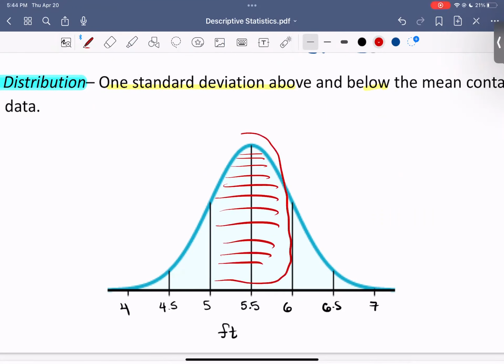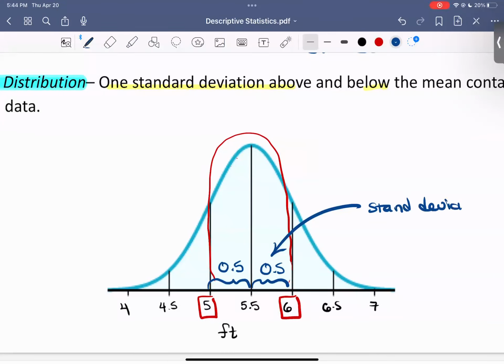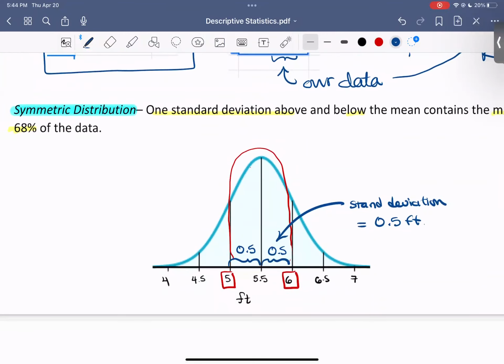Okay. So if we were to identify the middle 68% of this data, it looks about like this. So this is about the middle 68%. And it so happens then that this middle 68% lies within one standard deviation of the center. So that means if I measure here how far away this 5 and this 6 are from the center, that's also going to tell me my standard deviation for my data set. So I can measure, and I have 0.5 between each. So my standard deviation is equal to 0.5 feet in this case.